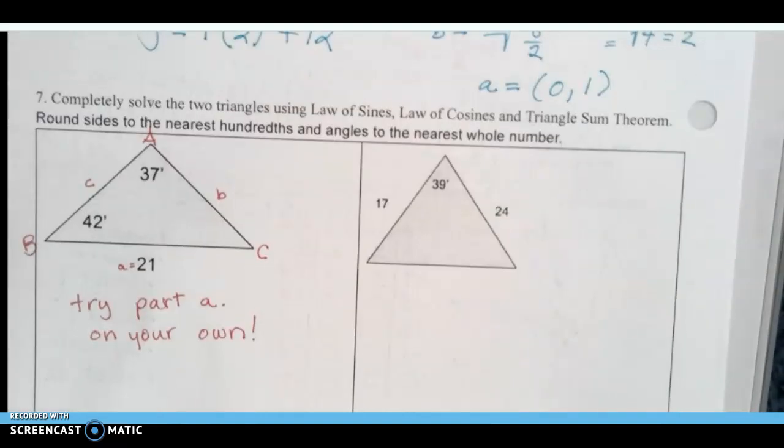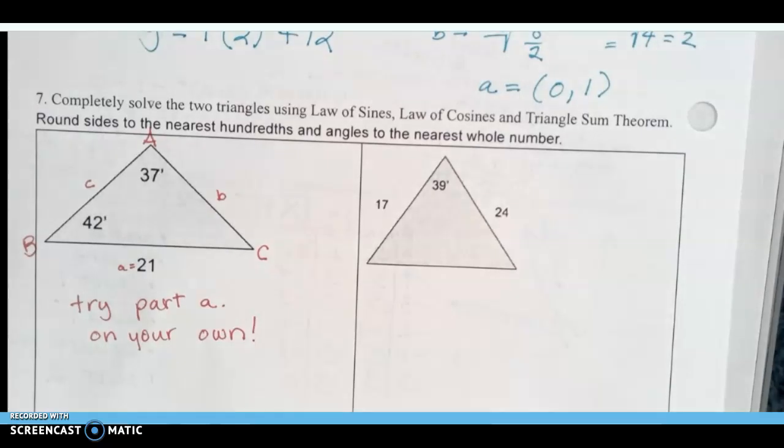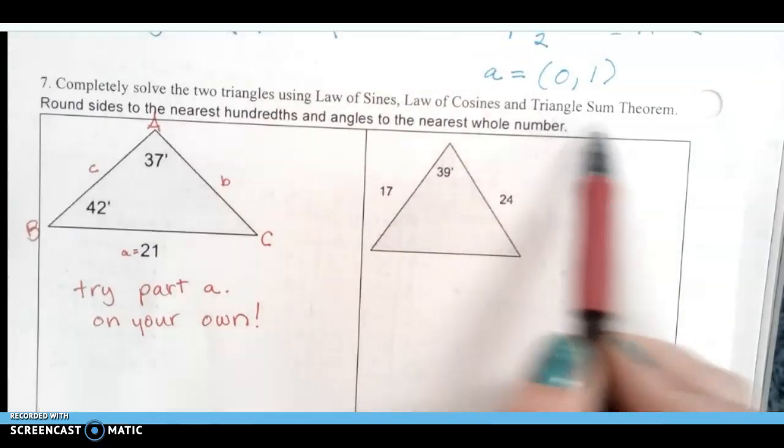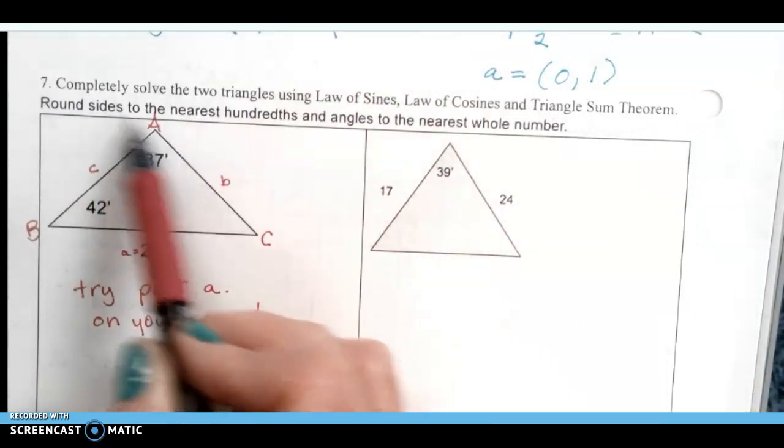And our last question, question number 7, completely solve the two triangles using law of sines, law of cosines, and triangle sum theorem. Round sides to the nearest hundredth.